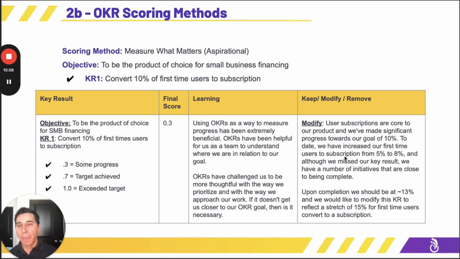So again, we scored ourselves a 0.3, meaning that we didn't hit our goal of 10% here like we were intending, but we've improved our subscriptions from 5 to 8%, right? So we have seen some progress there, and so no, we didn't hit our goal, but we have made some progress, and based on our scoring method, this is where we've landed. Okay, so just an example there of the Measure What Matters aspirational scoring method when it comes to end of cycle grading.